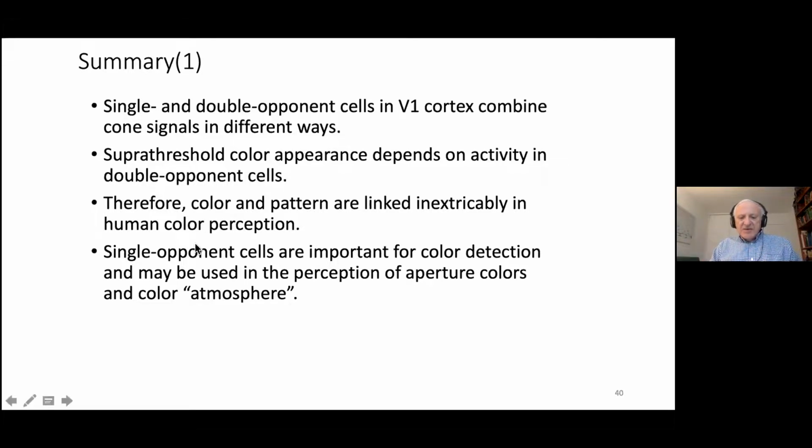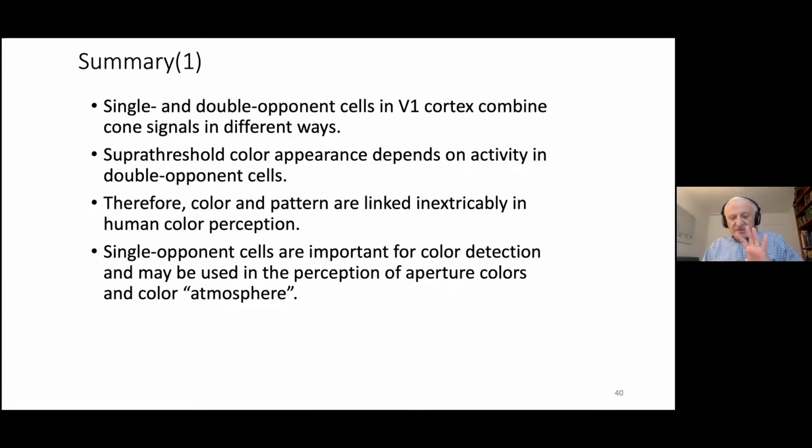And single opponent cells may be important for color detection. They are important for color detection, and they may be used for aperture colors, for film colors, for color atmosphere. But the double opponent cells seem to be telling us about color appearance of color surfaces that we ordinarily see, like a book, or a red tie, or the painting on the wall.